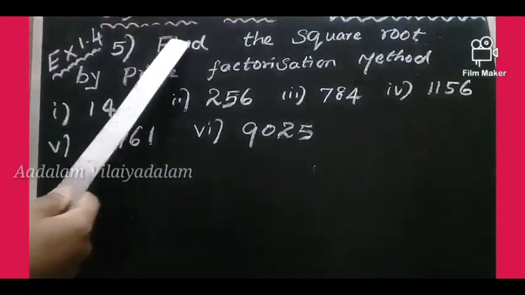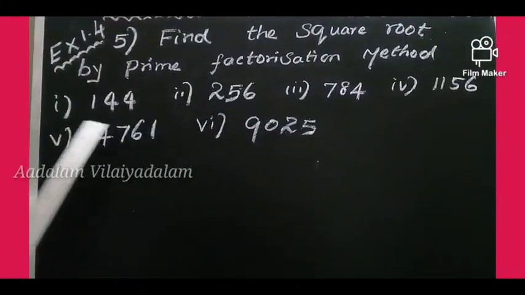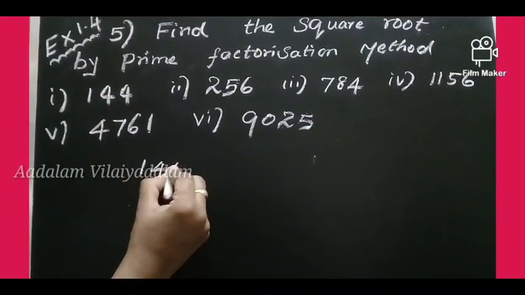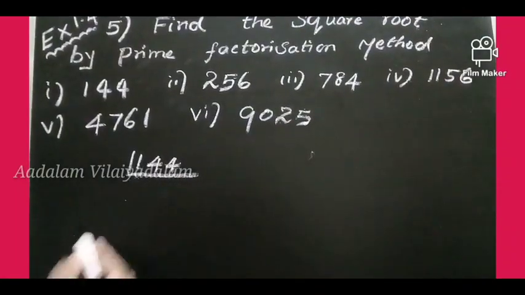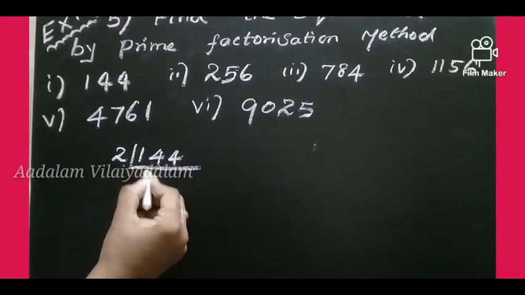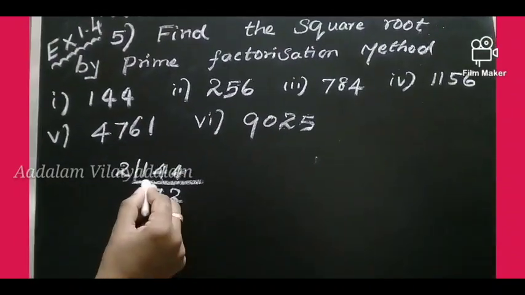Fifth question. Find the square root by prime factorization method. The first question, 144. Using the prime factor method, find the square root. The last digit is 4, so divisible by 2. So in the 2 table, 7 twos are 14. Again 2 twos are 4.